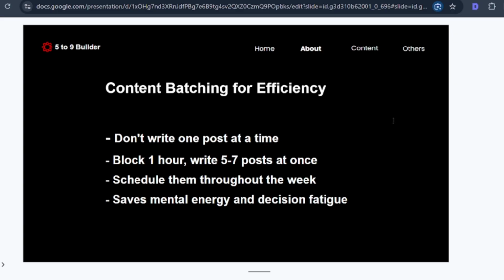So, content batching for efficiency. Don't write one post at a time. Okay, what you do is, as I told you, take one Sunday, then you create all your week's posts and then you schedule them. That's what is meant by batching. If you do this and then you schedule them, it makes your content creation very consistent, because you have time to do other things as well whilst it is automatically posting on Facebook.